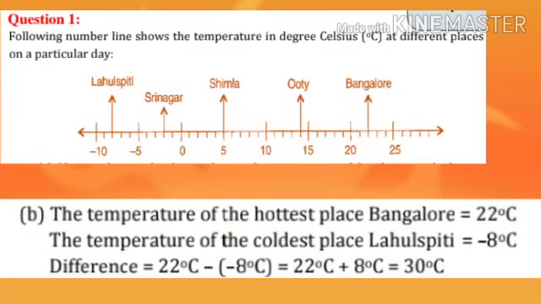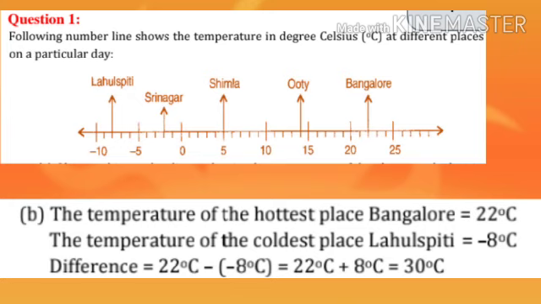Here is the solution. Suppose you are setting your air conditioner to 26 degrees Celsius, it will allow you to stay cool. You can assume the temperature in this number line. If the origin is considered as 26 degrees Celsius, when we increase the level, the hottest place is Bangalore, and when we reduce the level, the coldest place is Lahulspadi. Therefore, the temperature of the hottest place, Bangalore, is 22 degrees Celsius. The temperature of the coldest place, Lahulspadi, is minus 8 degrees Celsius.